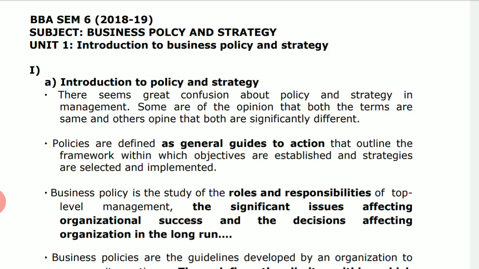So first of all, in this unit, I have divided the whole unit into 3 parts. Business policy is the first part, where we will be learning different aspects related to it. As far as business strategy is concerned, that will be the second portion, and strategic management, that's the crux of the whole unit, we will take up as the third important area.